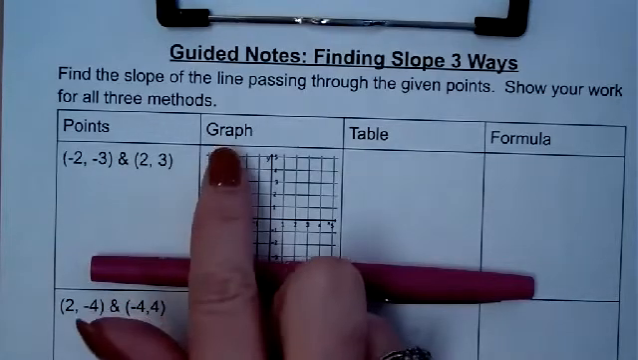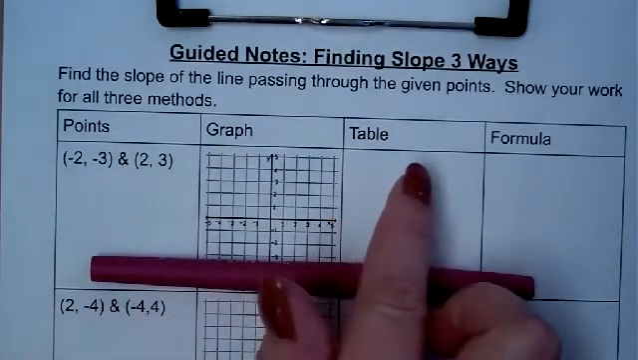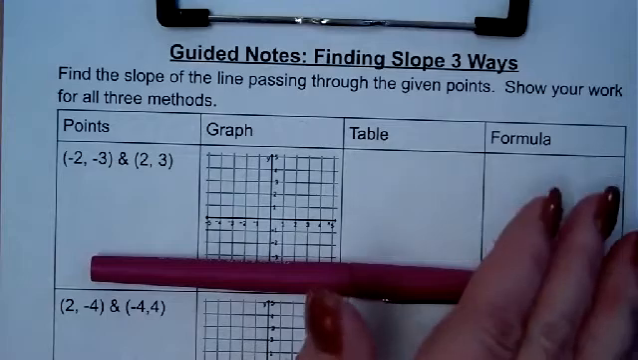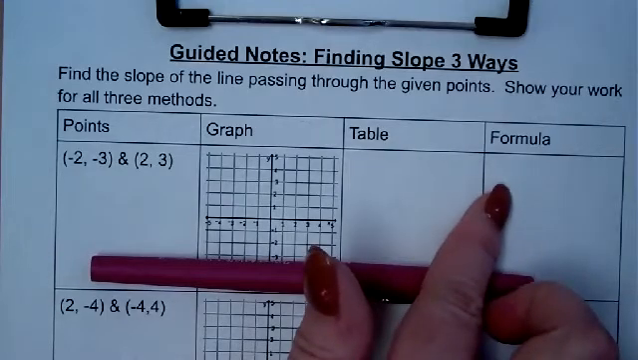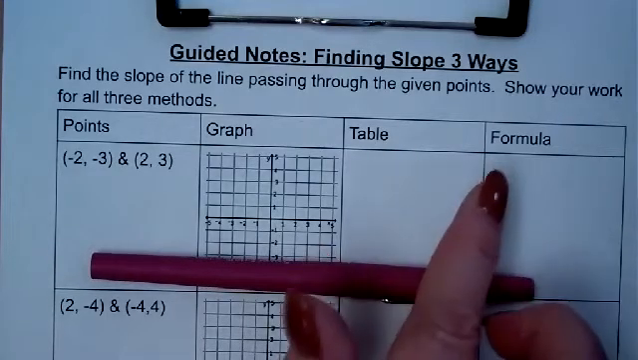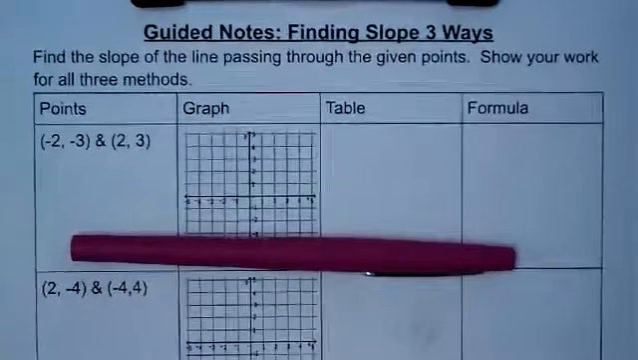The first method is by graphing. The second method is by a table of values. And then the third method is a formula. Okay? Now, let's just take a look.